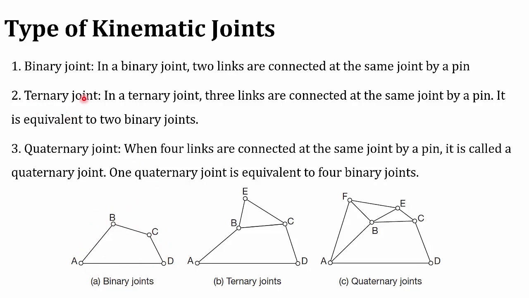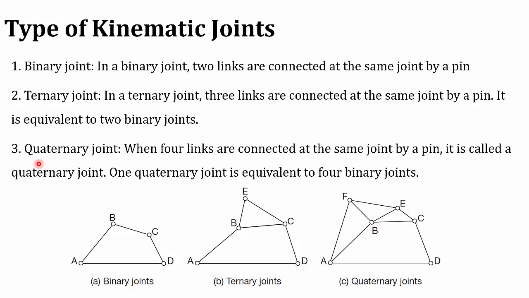Then the second one is the ternary joint. In a ternary joint, three links are connected. Here you can see the B. In the B, we have 1, 2 and 3. Three links are connected. If three links are connected, then the joint is called a ternary joint. Here in the image, A, D and E are binary joints because in A only two links are used, in D another two links are used, in E another two links are used. But B and C are ternary joints since three links are connected.